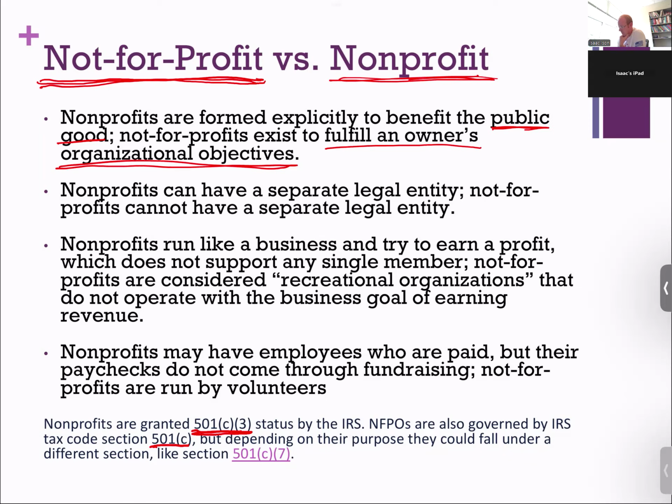You'll see that nonprofits can have a separate legal entity, similar to a corporation or an LLC, whereas a not-for-profit cannot have a separate legal entity. That brings a lot of risk to the individuals who are part of it or who are forming it, and obviously they don't normally like that. And so that's why you'd have that layering of legal entities.